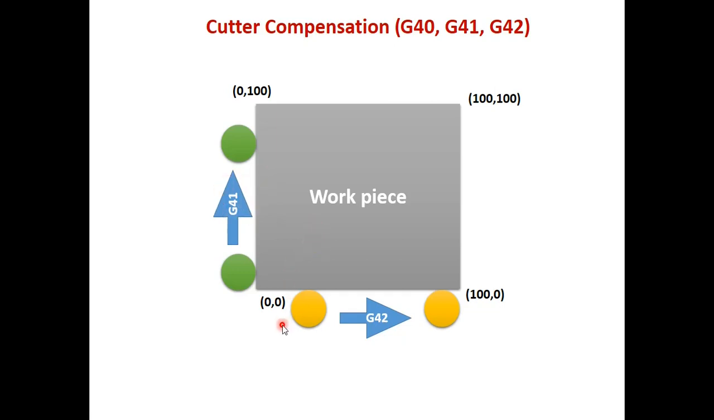But suppose instead of clockwise I want to do an anti-clockwise operation. So from 0 0 I'll cut till 100 comma 0, then 100 comma 100, then 0 comma 100, and come back to 0 0. So in this case it is an anti-clockwise operation. That's why the tool is at the right side and the left side is the workpiece where the cutting operation takes place. So I have to use G42. Now this is applicable when we are doing outer cutting.